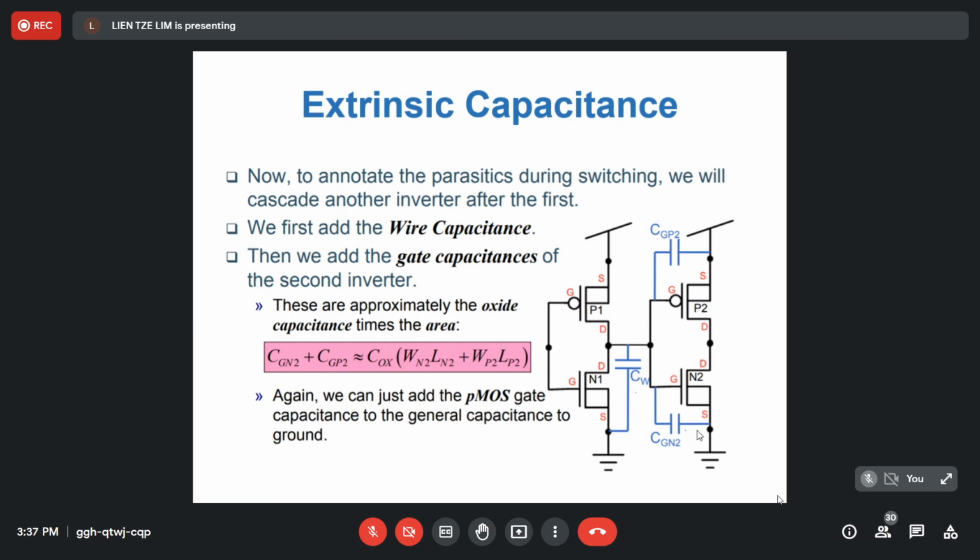So a formula is given here. This formula is actually the gate capacitance of the load, the second inverter. This is the approximation of the capacitance, and it is derived. We can actually rewrite it with this formula, Cox multiplied by width over length, to get the gate capacitance.